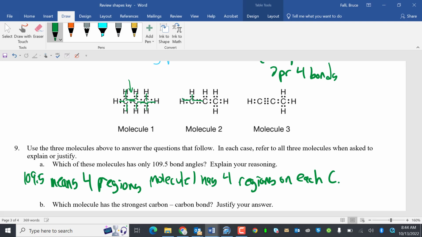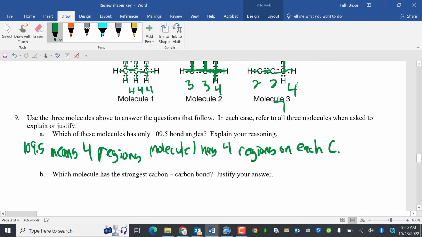Here I'd have 1, 2, 3. So this one has 4, 4, 4. This one has 3, 3, 4. This one has, right, so 1, 2, 3. So I'm getting 3. And this one has 1, 2, 3, 4. This carbon has 2. This carbon has 2. This carbon has 3. Oh, 4, not 3. I can count. There we go. 4, 1, 2, 3, 4.